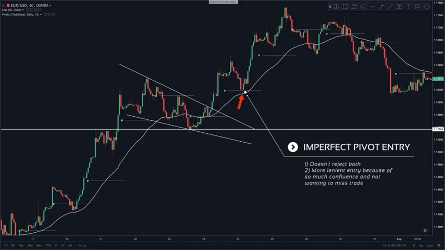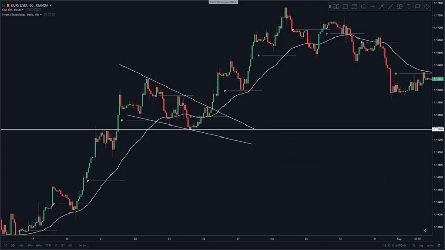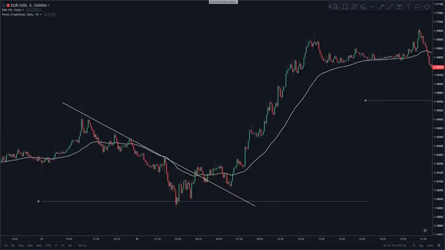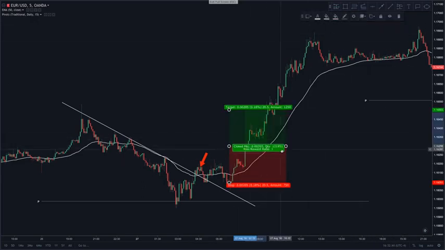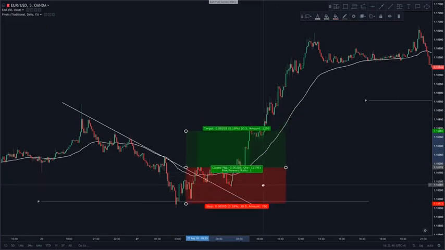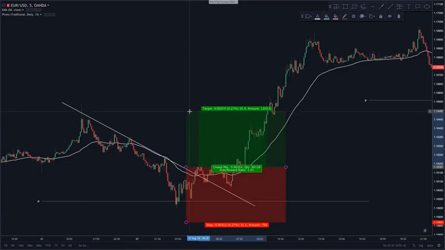Now, to confirm that this pullback is over, we jump to the 5-minute time frame to look for a breakout. Here in the 5-minute time frame, we have a break of trend line and price starts breaking above the 50 EMA and making higher highs and higher lows, showing that the selling pullback is losing steam, and this is how we entered. So let's jump to the dollar CAD.